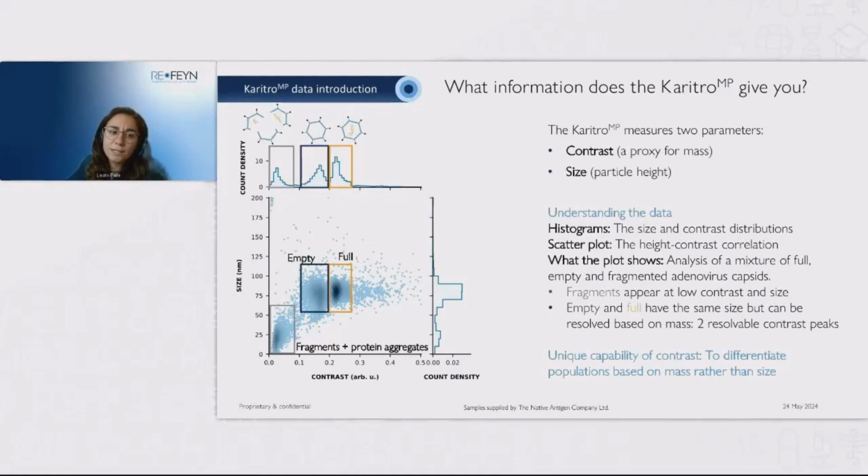But if you look at the size axis, the two of them fall under the same peak. They're not resolvable because effectively they have the same size. So here, the value of the contrast axis, and specifically of the Karitro, is the unique capability of distinguishing and resolving populations based on their differences in mass rather than differences in size.